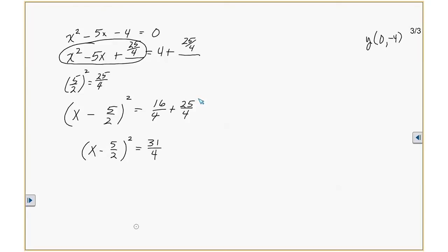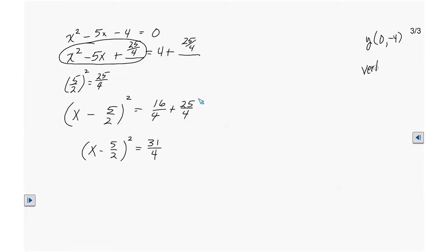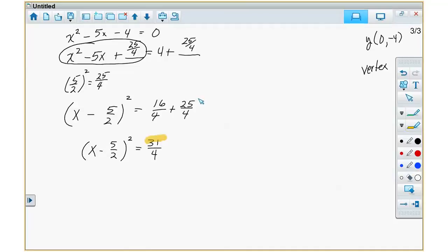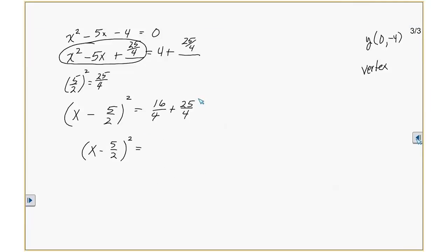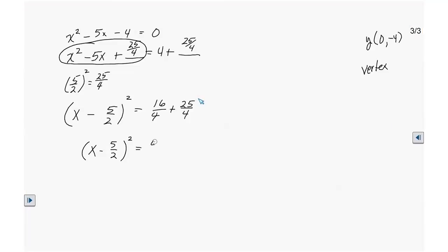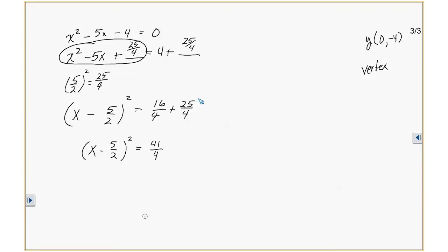Okay. Now vertex. So how did you, okay. And now we're going to change, somehow I changed from, this thing hits me, does somebody want to explain to me how I've changed from eraser to highlighter? 41 over 4. All right, what was your question?